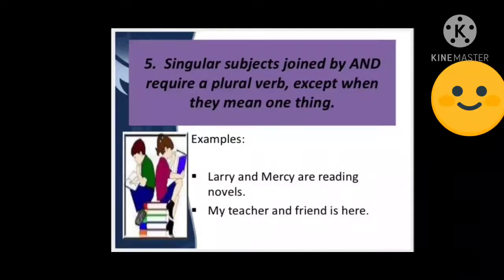But in the second example, though two nouns are connected by and, they convey one and the same person. My teacher and friend is here. And remember that if before friend the is there, my teacher and the friend, then they are not one and the same person, they are two persons. Then we go with are. My teacher and the friend, or the teacher and the friend are here.